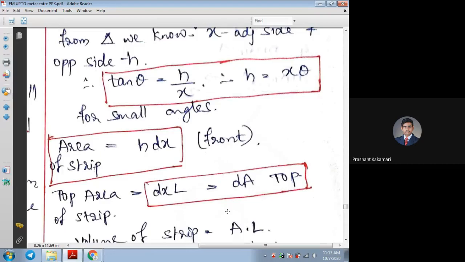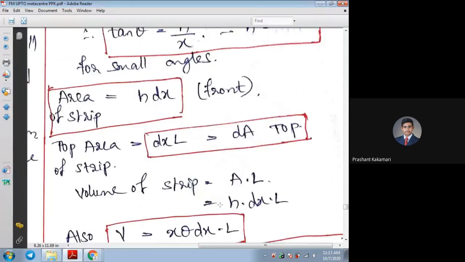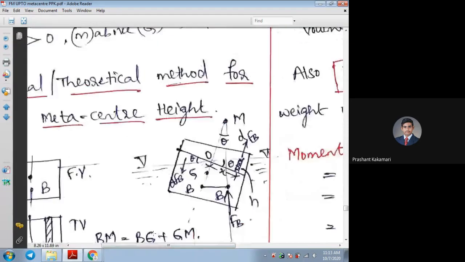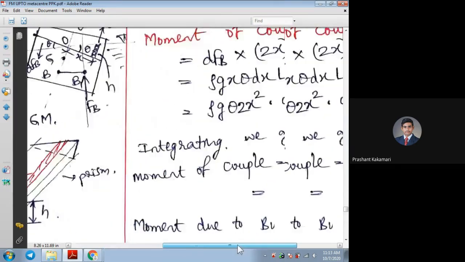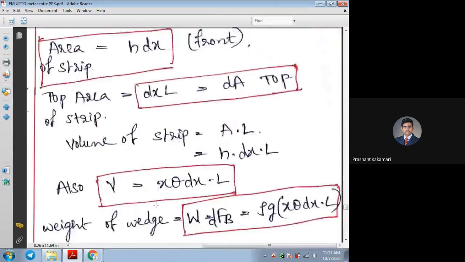In the front view. Similarly, for the top area, for the same small strip, I can write small width dx and total length. Here they have not taken small length. This strip is extended up to the total length of the prism. So I can write the area at the top side as L into dx. Top area, front area, and the height we have written.